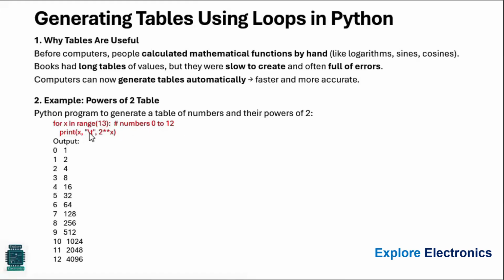Print x, tab, 2 exponent x. x will keep on changing. The for loop will execute all the statements from 0 to 12. The x value keeps changing, and by changing that value we get the output 1, 2, 4, 8 like this. This is how we can generate tables using loops in Python.